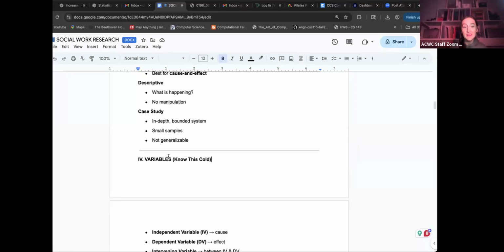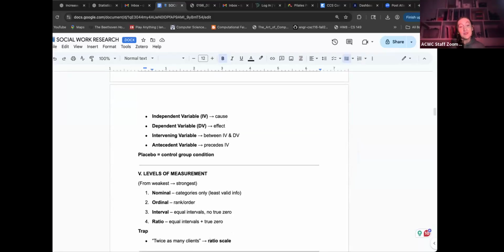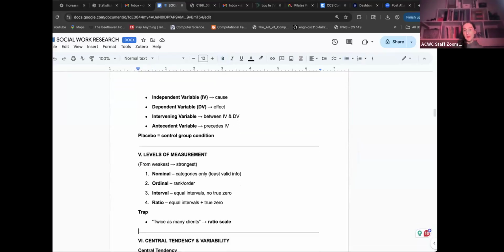Okay, Dr. Pam says, know this code. Do you see her right here? She says, know this code, the variables. It's because they like to ask questions on this quite a bit. So the independent variable, like we were literally just talking about with coffee and tea and honey, that's the cause. That's what you're manipulating as the researcher.